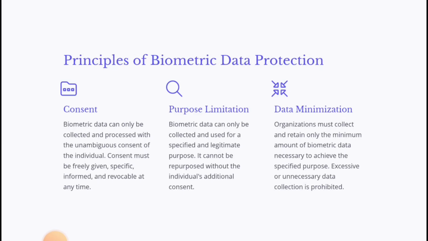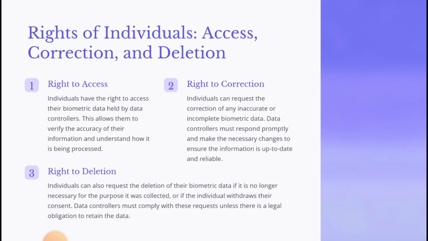The second one is purpose limitation. Biometric data can only be collected and used for a specified and legitimate purpose. It cannot be repurposed without the individual's additional consent. The third one is data minimization. Organizations must collect and retain only the minimum amount of biometric data necessary to achieve the specified purpose. That is, unnecessary data collection is prohibited.